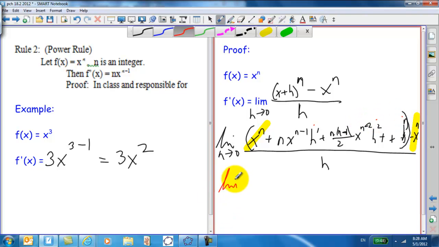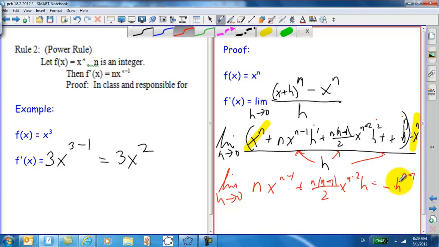So when we divide through by h into each of these terms, you'll end up with n x to the n minus 1, the h drops out there, plus n times n minus 1 over 2 x to the n minus 2 times h, plus all the way up to h to the n minus 1. And you can see that basically all these terms still have an h, this term doesn't. So that's how you get n x to the n minus 1. It's that second term in from the binomial expansion.